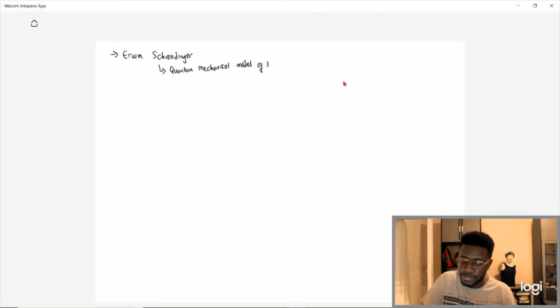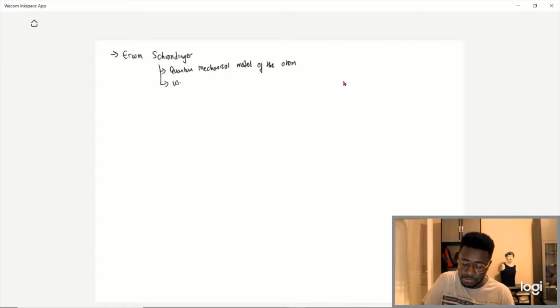Of the atom. Erwin Schrödinger used a different approach to describe the atomic structure. He did not just treat the electrons as a particle. He treated the electrons also as a wave, using the concept of wave-particle duality.